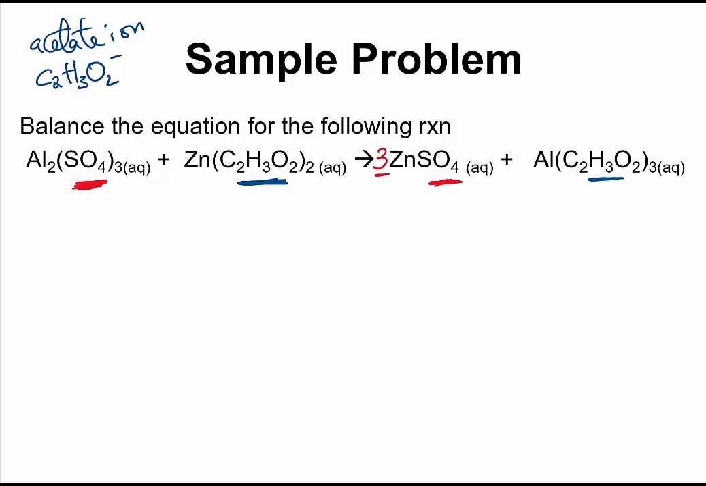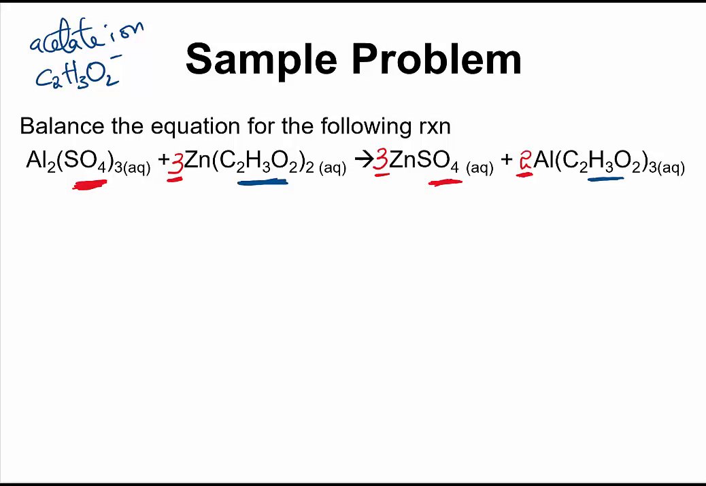We have 2 acetate ions on the reactant side. We have 3 of the acetate ions on the product side. So to balance them, if I place a 2 as the coefficient for the product side and place a 3 as the coefficient here, then we have balanced the acetate ions on both sides of the equation.